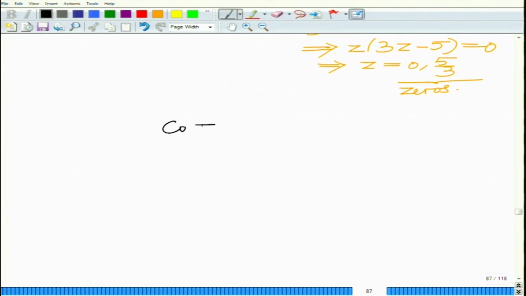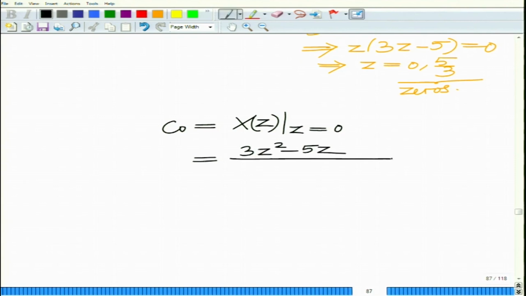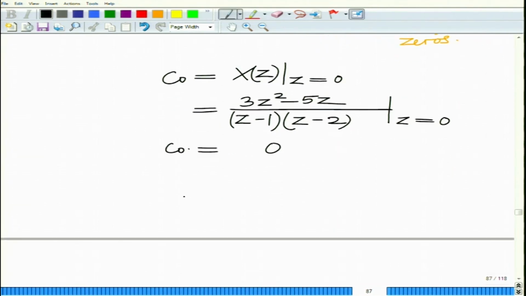Now, we know C0 is simply X(z) evaluated at z equal to 0, that is basically your (3z² minus 5z) divided by (z minus 1) into (z minus 2) evaluated at z equal to 0, and you can clearly see this is 0. So, C0 is 0.